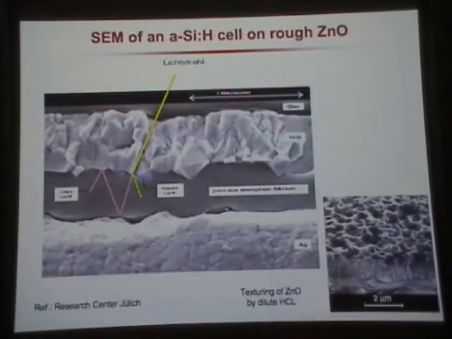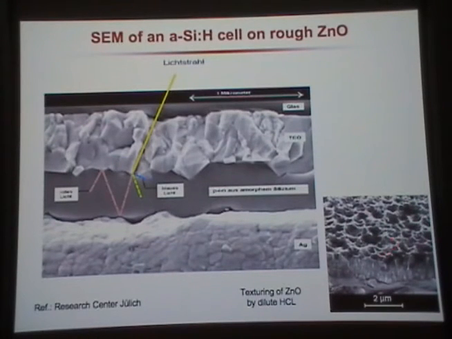So that's a conductivity, but it turns out there's another interesting thing with zinc oxide. This is a cross-section of an amorphous silicon solar cell, and you all know that the transparent conductor in a cell, you want it to be rough so that it scatters light.